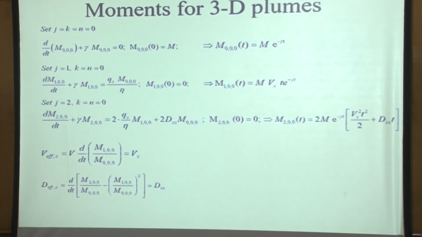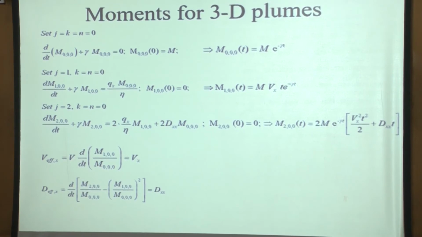So in principle we could do the same thing in the other dimensions, and we would get the effective velocity in the y direction to simply be equal to v sub y, the advective velocity in the y direction, and similarly D effective of y and so on. So in this case, the effective properties simply recover the original velocity and dispersion that you had in each direction in the original equation. Okay. Any questions?